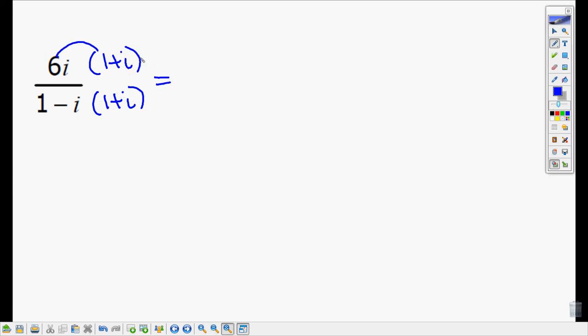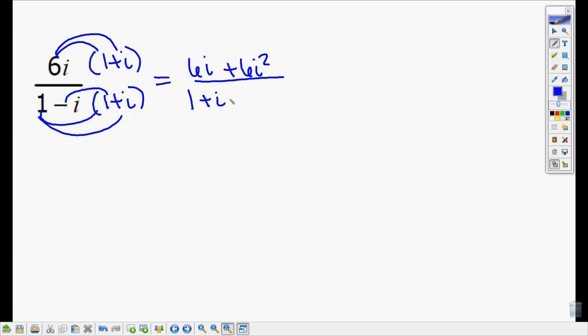So I have 6i times 1 is 6i. 6i times i is 6i squared, over 1 times 1 is 1, positive i, negative i, and minus i squared. Okay? So again, I'm going to combine like terms and replace my i squareds with negative 1. So I have 6i plus 6 times negative 1 all over 1 minus negative 1.